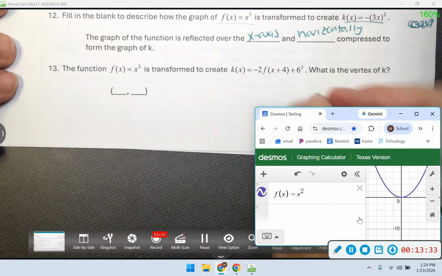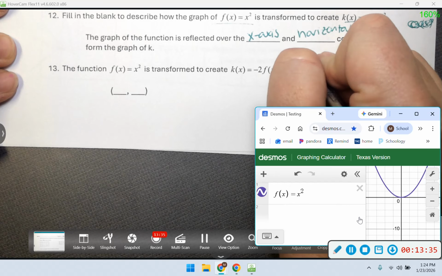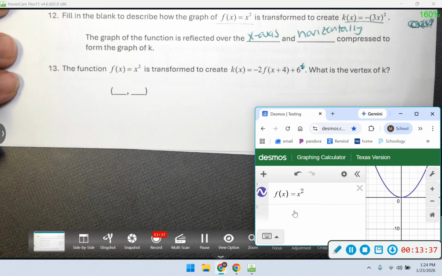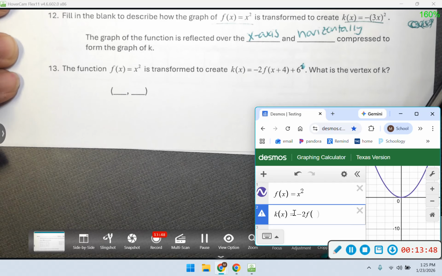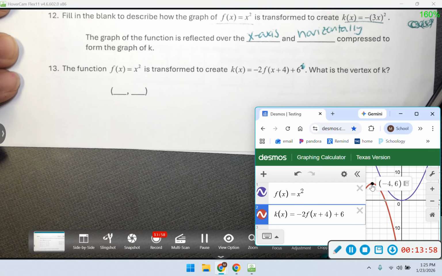Okay, this last one, this squared is my fault. Ignore the squared. Okay, so we're going to type it in. You can leave the parent function if you'd like. Well, you have to make it show up. K of x equals negative 2 f of (x plus 4) plus 6. And here we go. So my new vertex is negative 4, negative 4, 6.